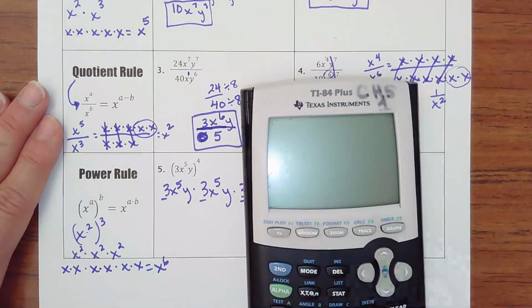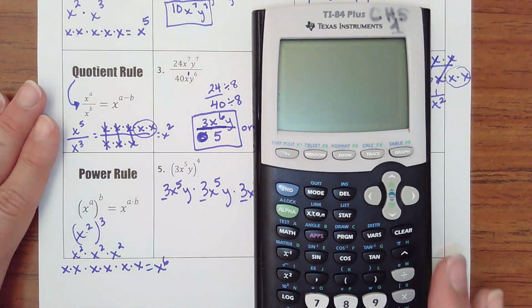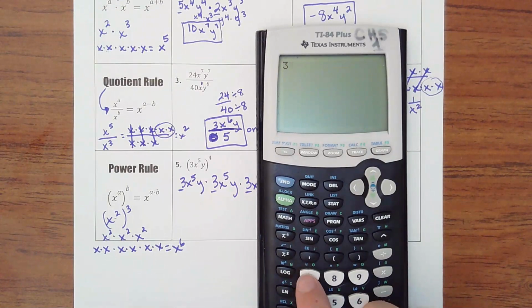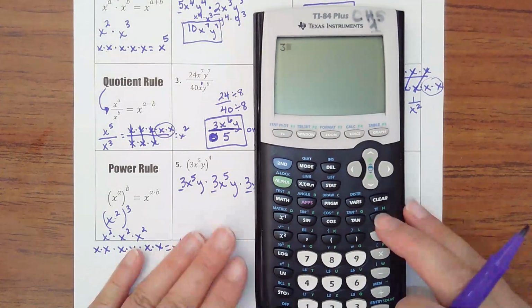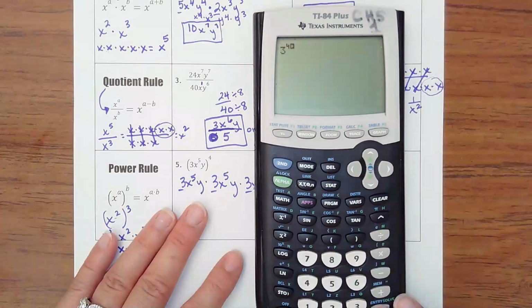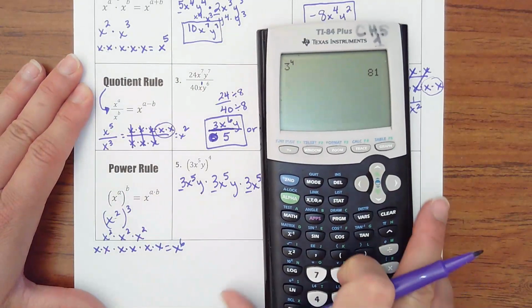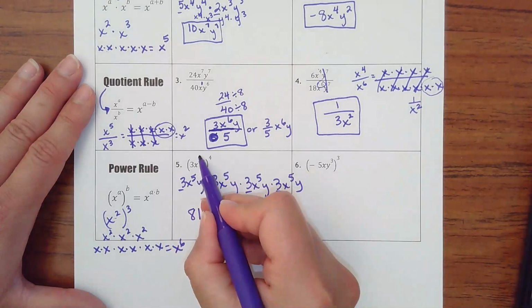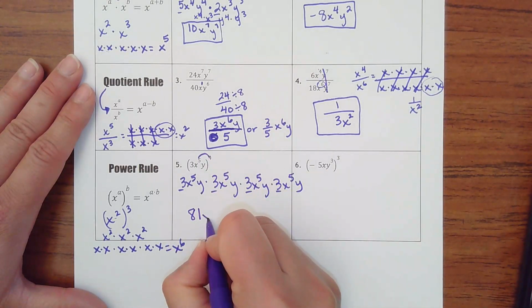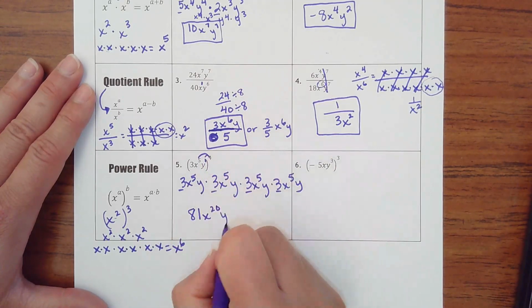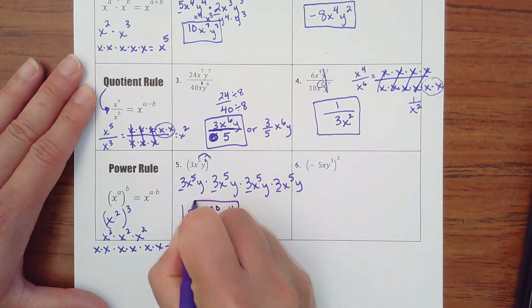If you did not know that, you could use your calculator. Zoom out a little bit. And you would do your 3. And then if you want to do any power, you hit this little up arrow under the clear button. You would say 3 to the 4th power gets you 81. So this would be 81. And then you're just multiplying powers. 5 times 4 would be 20. This is a y to the first, so 1 times 4 is 4. And that would be your answer.